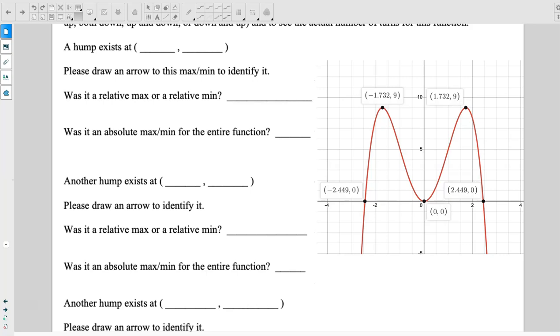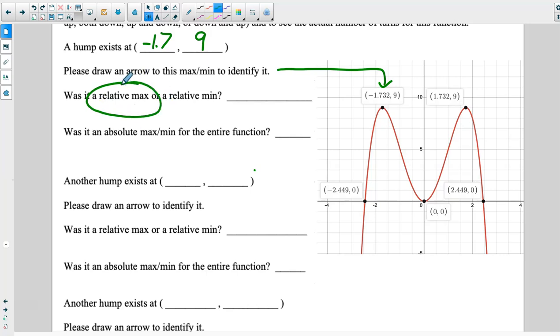All right, what's the first turn? What are the coordinates of it? All right, so we got negative 1.7 and 9. I'm going to draw over here. So is it a relative max or a relative min? Max. It's a relative max. Now, the other thing I'm going to throw out there is anytime that you have a turn, you have to have a relative max or a relative min. Anytime there is a turn, you have one. So this is a relative max.